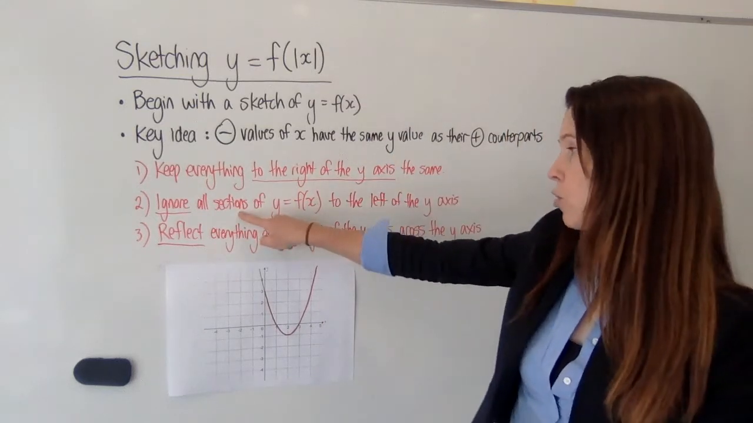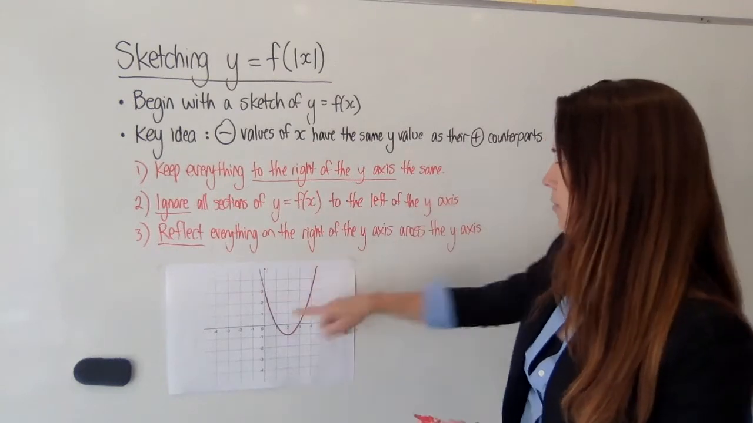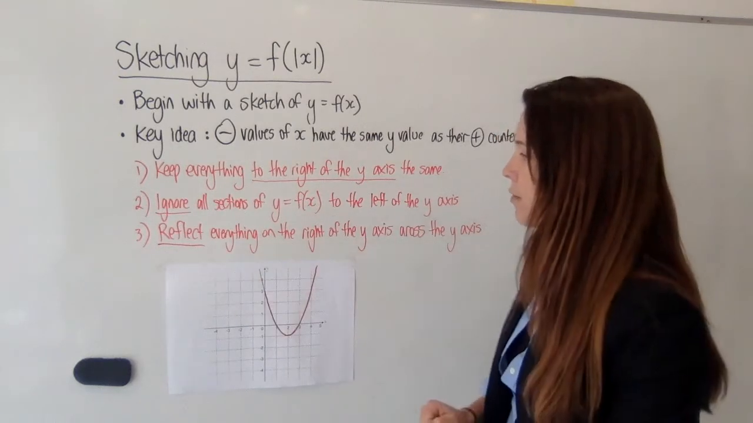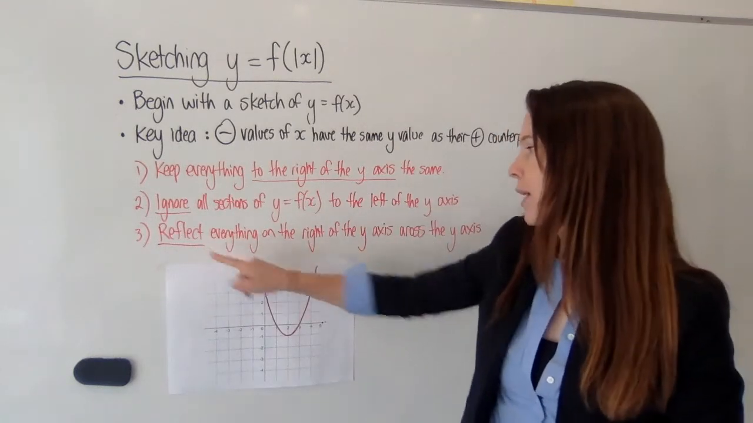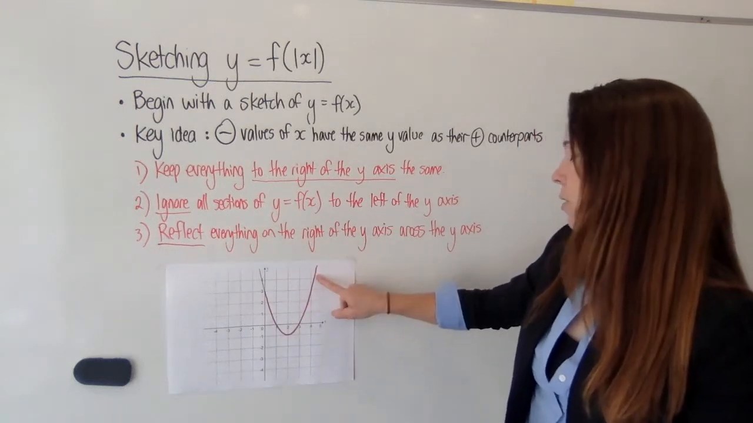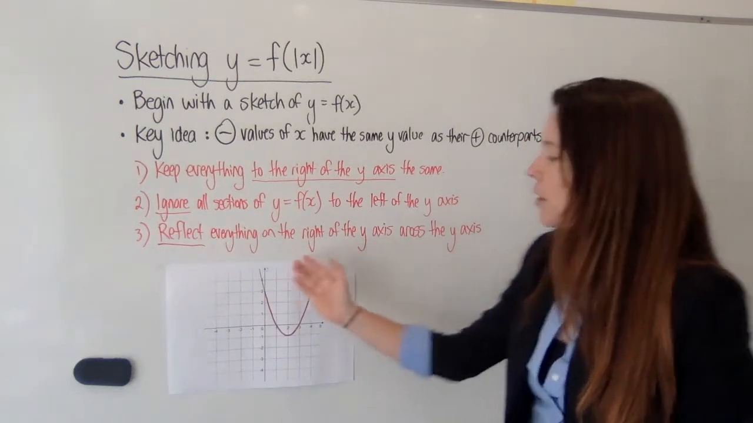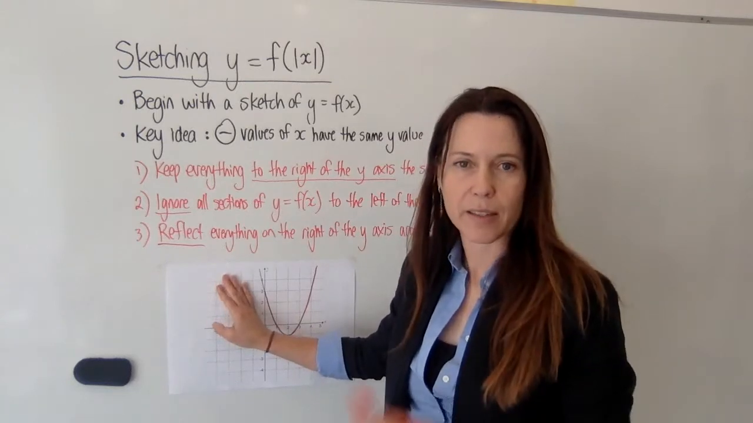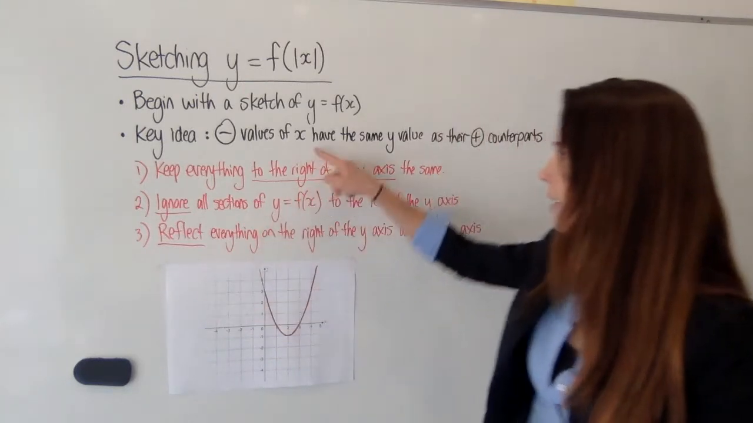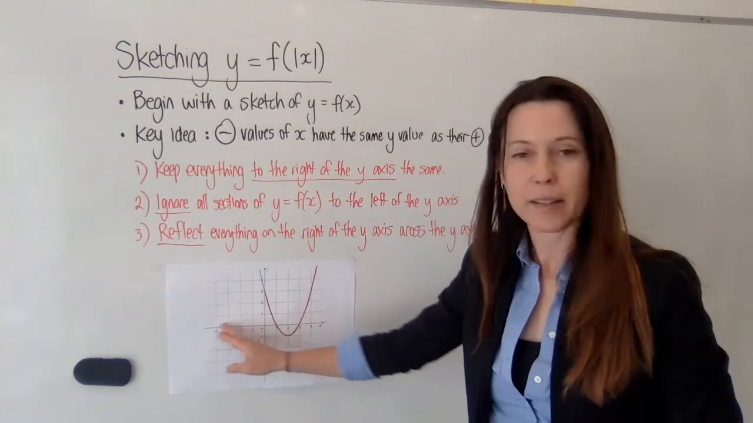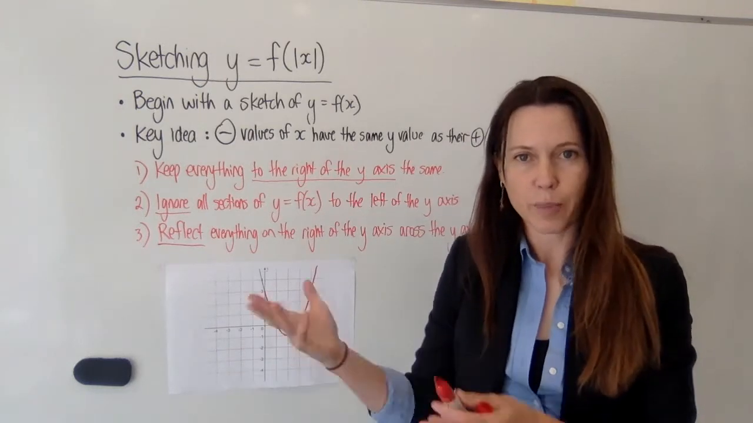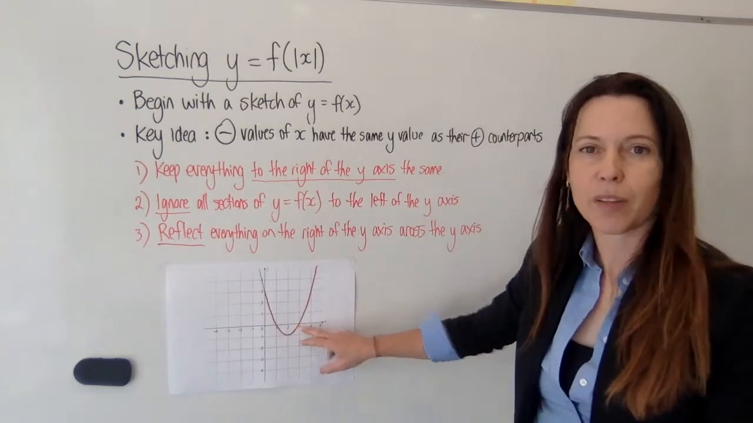Step two, I'm ignoring these parts here, so I've kept everything to the right, I've ignored everything to the left, and now the last job is to reflect everything that you want that's on the right-hand side of the y-axis across the y-axis, so it flips onto the other side. And that ties in with our key idea that the negative values of x need to have the same y value partner as their positive counterparts do.